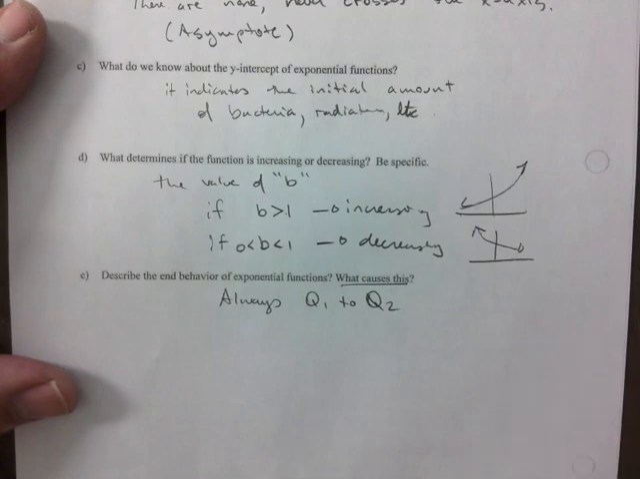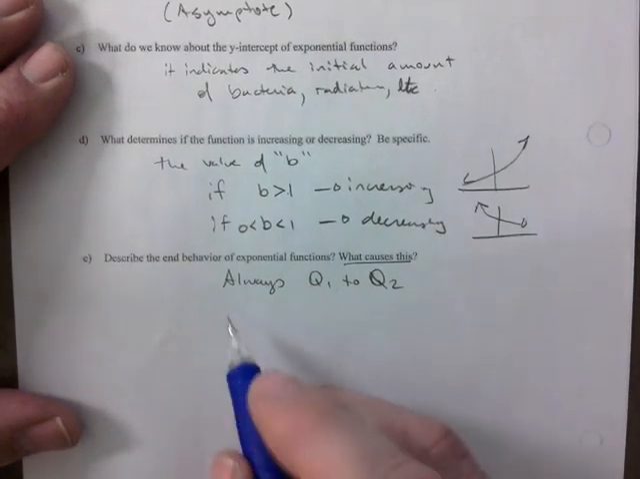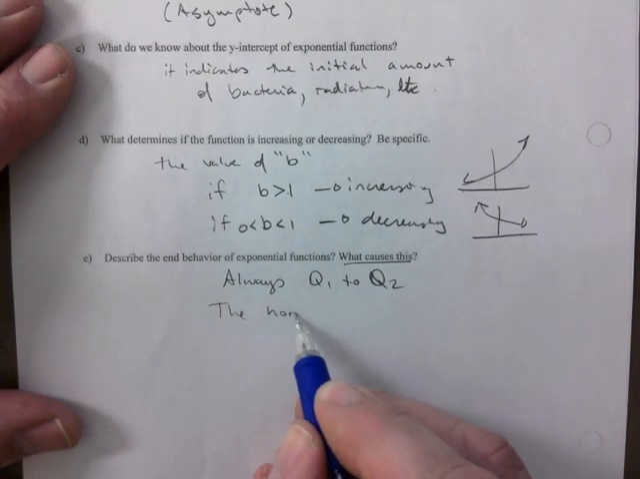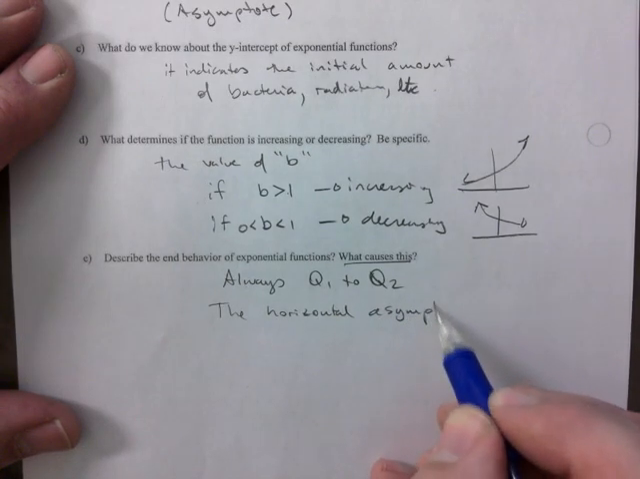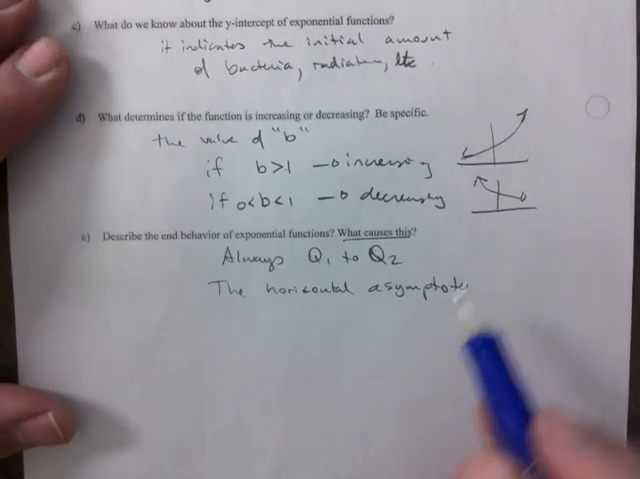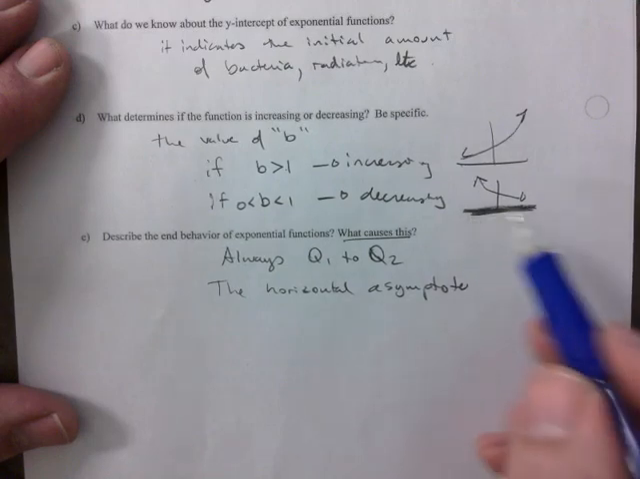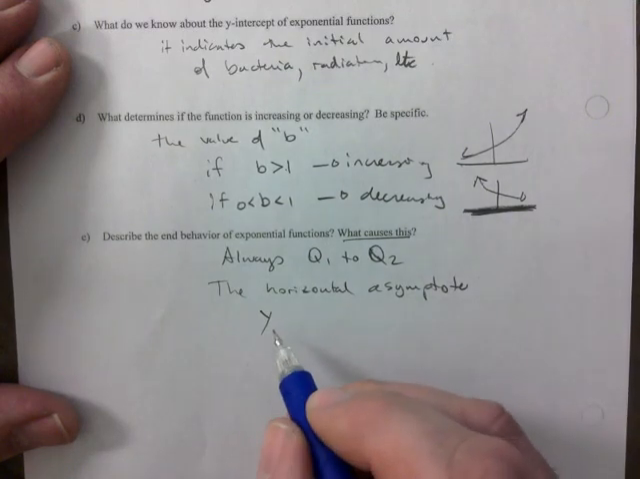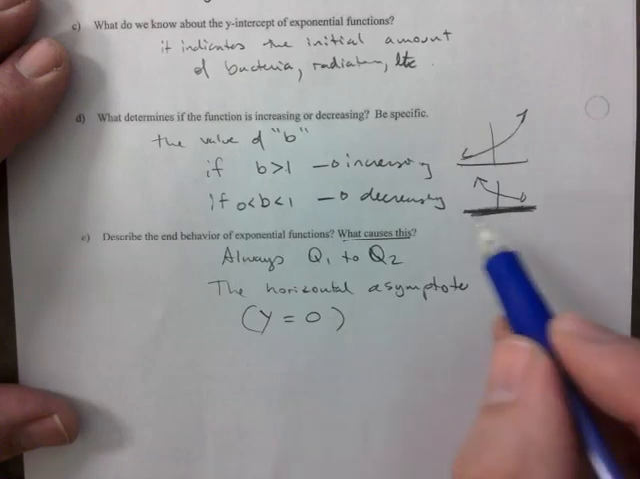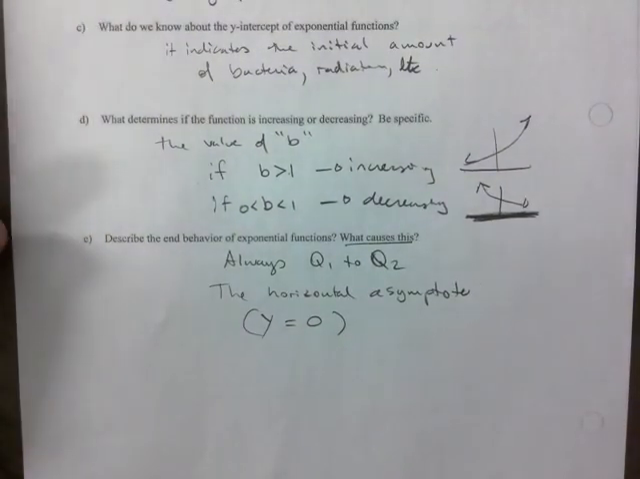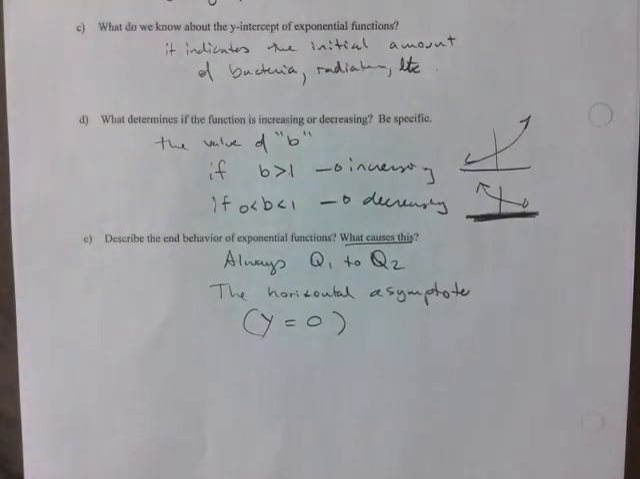What causes this? The horizontal asymptote. And by the way, the horizontal asymptote, what line goes right along the x-axis? What do we always graph when we're trying to find our x-intercept? Right? That is literally the equation of the horizontal asymptote. I've never seen them ask, but it's better safe than sorry.